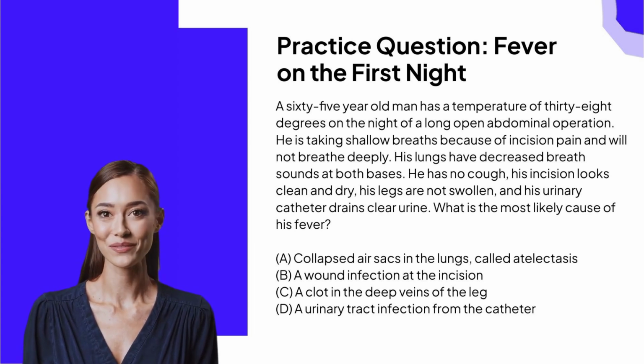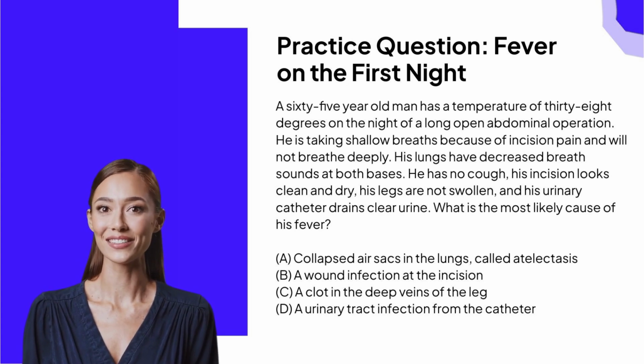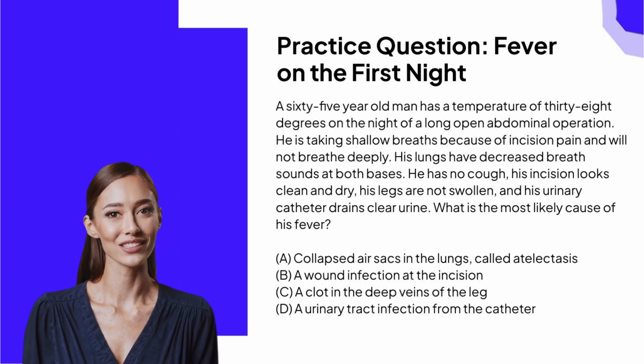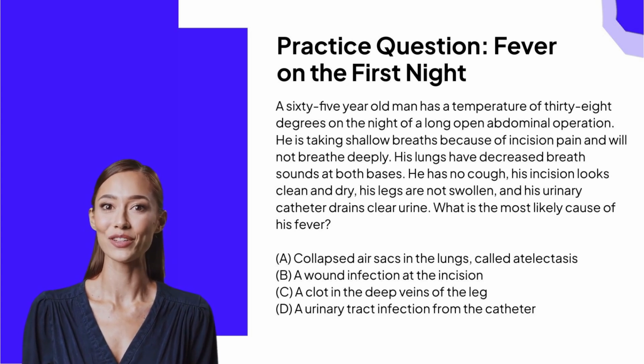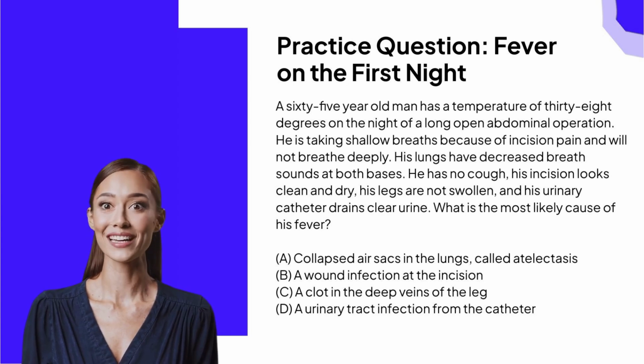The choices are: letter A, collapsed air sacs in the lungs called atelectasis; letter B, a wound infection; letter C, a clot in the deep veins of the leg; or letter D, a urinary tract infection from the catheter. Let the day number guide you. Choose your answer, and we will reason through every option on the next slide.